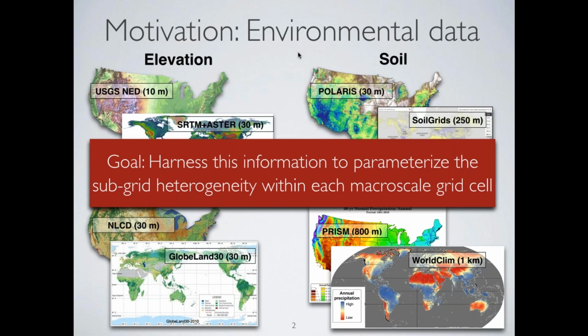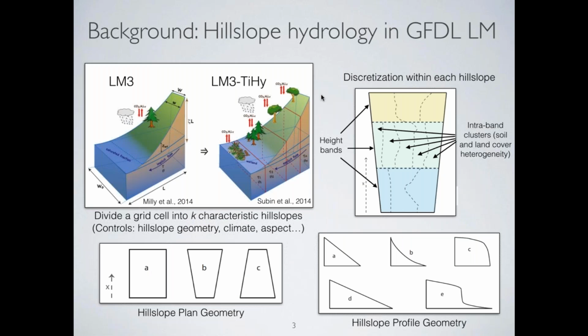And the question that we ask is, how can we actually use this information to parameterize our subgrid heterogeneity within each macroscale grid cell? And that's really the problem that I've been trying to get out over the past 2 years. The background for this work is that I've been working the past couple of years at GFDL with their land model. And this land model is used in a suite of coupled models for Earth system modeling, climate modeling, seasonal prediction, etc.